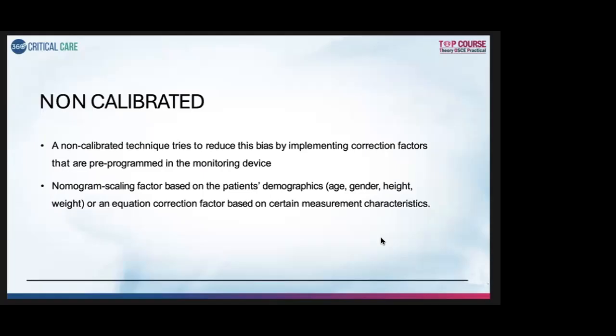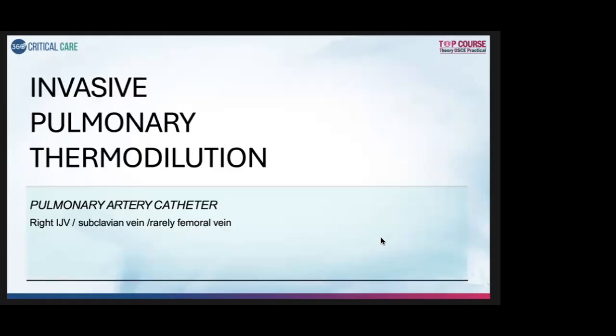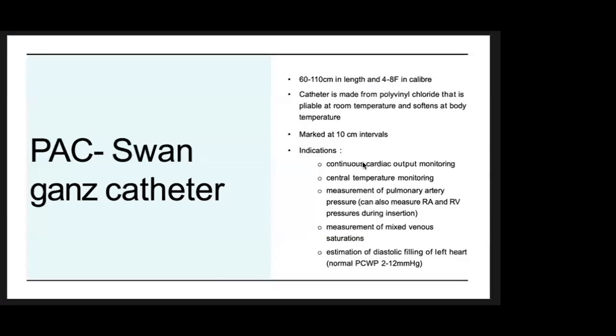So an uncalibrated technique is something which reduces the bias by implementing correction factors that are pre-programmed in the monitoring device, such as a nomogram scaling factor based on the patient's demographics like age, gender, height, and weight, or an equation correction factor based on certain measurement characteristics. The pulmonary artery catheter can be inserted through the right IJV or a subclavian vein, and rarely through the femoral vein also. It is usually a 60 to 110 centimeter long catheter with a 4 to 8 French caliber.